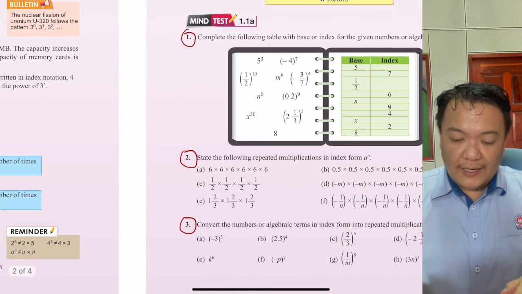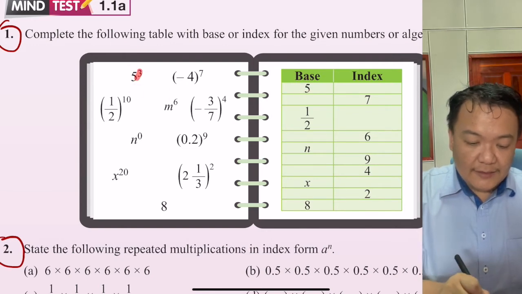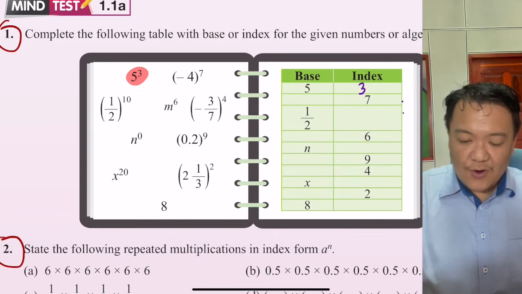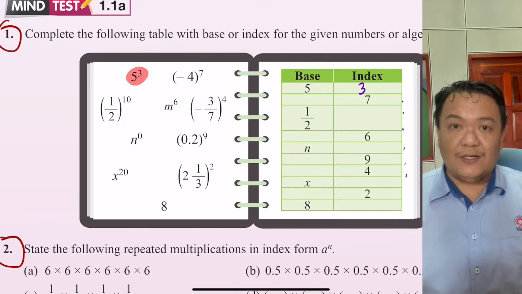Okay, so let's look over here. For base 5, we have base 5. Mana base 5? Ni. This is base 5. Index dia adalah 3. And so on, you can do it yourself. It's quite easy and straightforward.